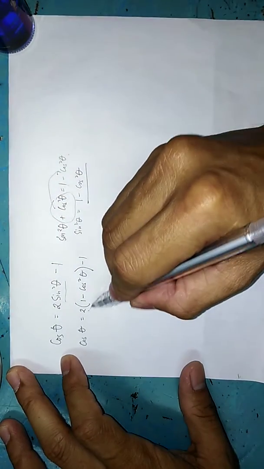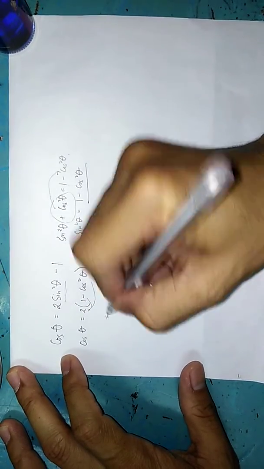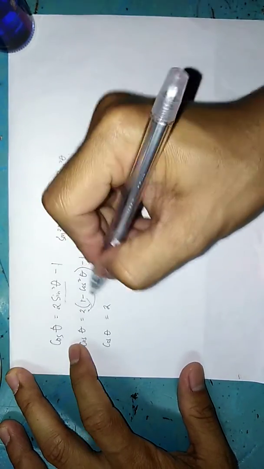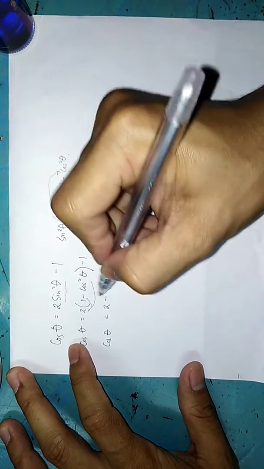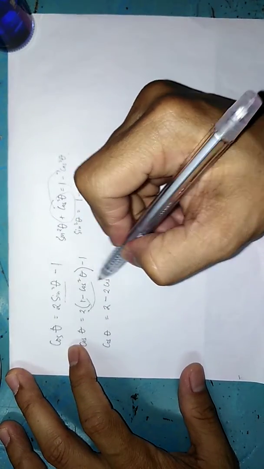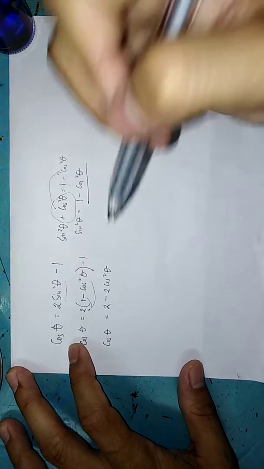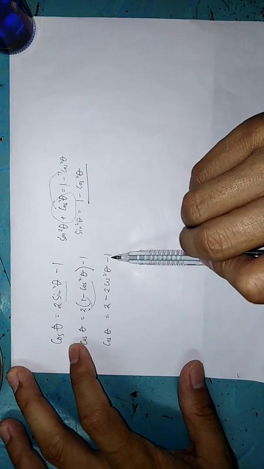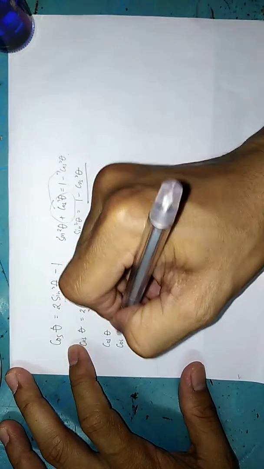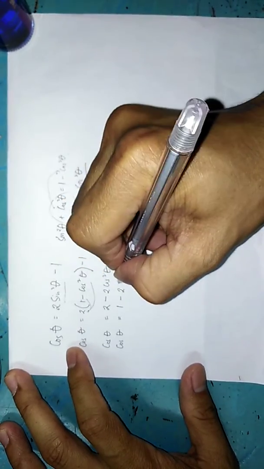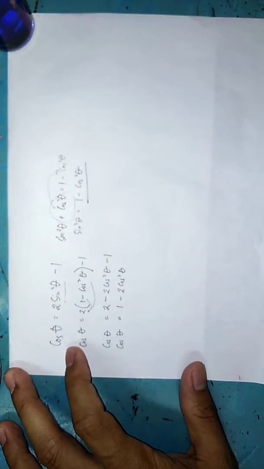After that, distribute 2 to 1 minus cosine squared. Sulat ko lang. Cosine theta, 2 times 1 is 2, minus 2 times cosine squared is 2 cosine squared theta. Alright, then we still have minus 1. And then we can simplify 2 minus 1, and that is 1. So, sulat lang natin. Cosine theta equals 2 minus 1 is 1. 1 minus 2 cosine squared theta.